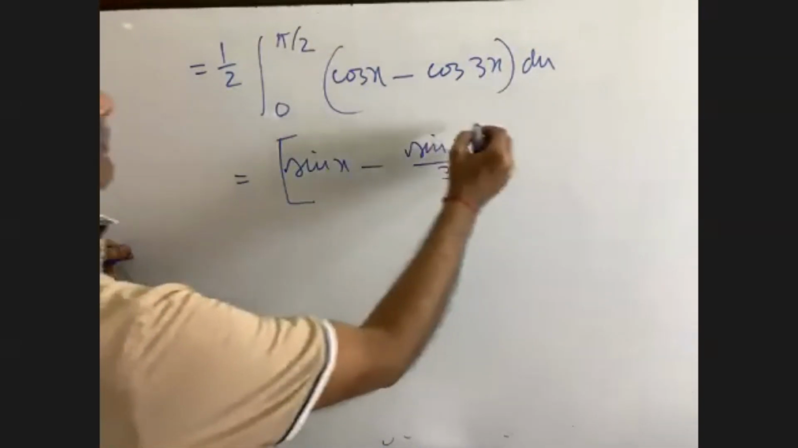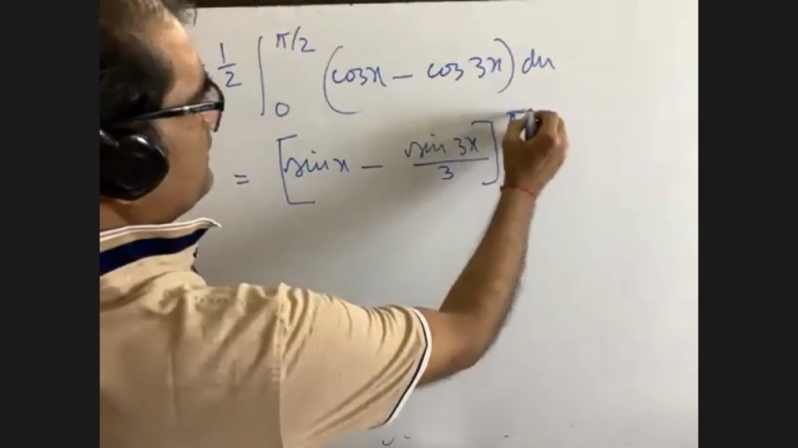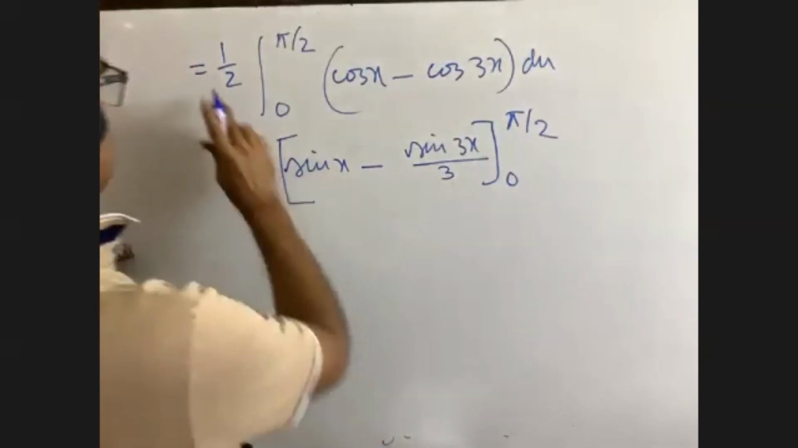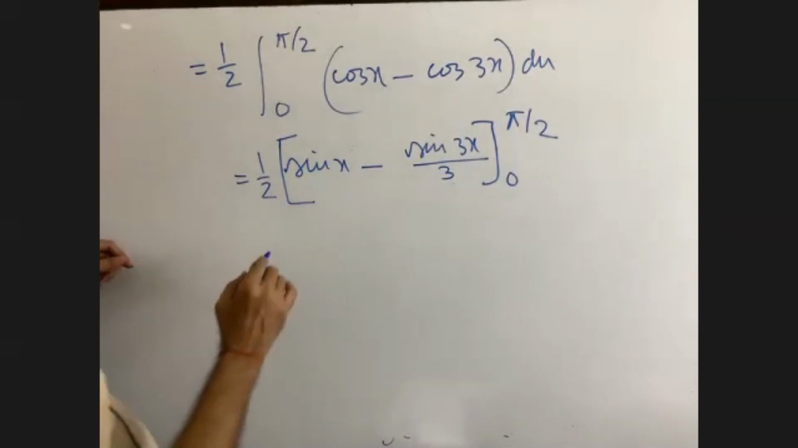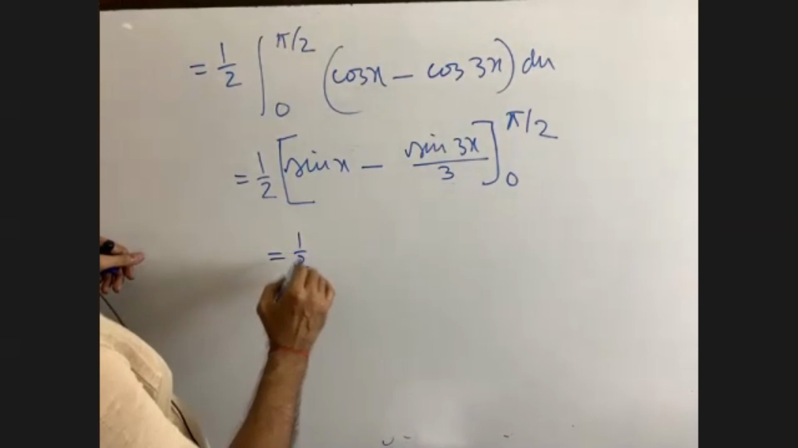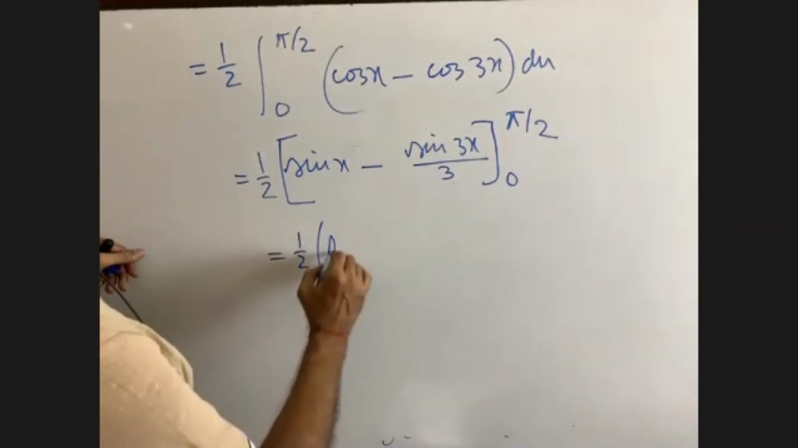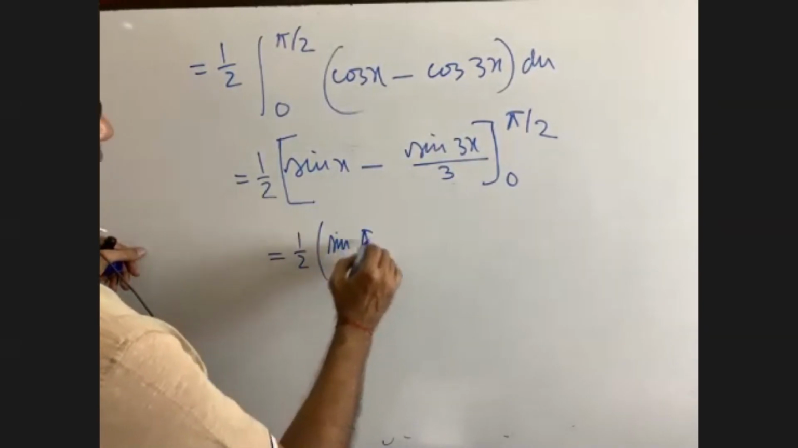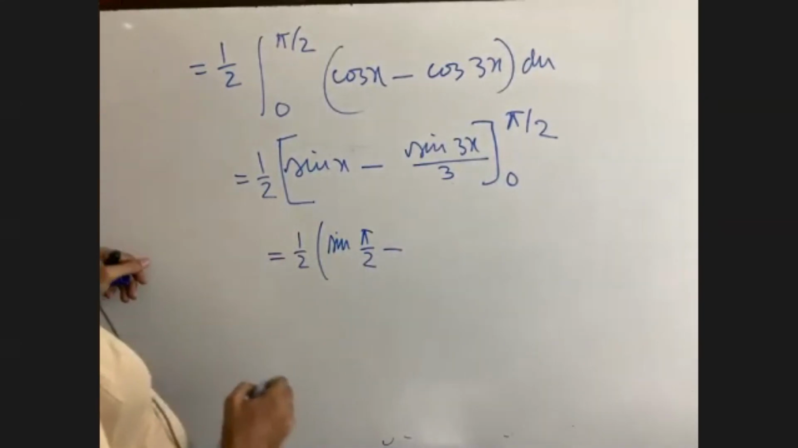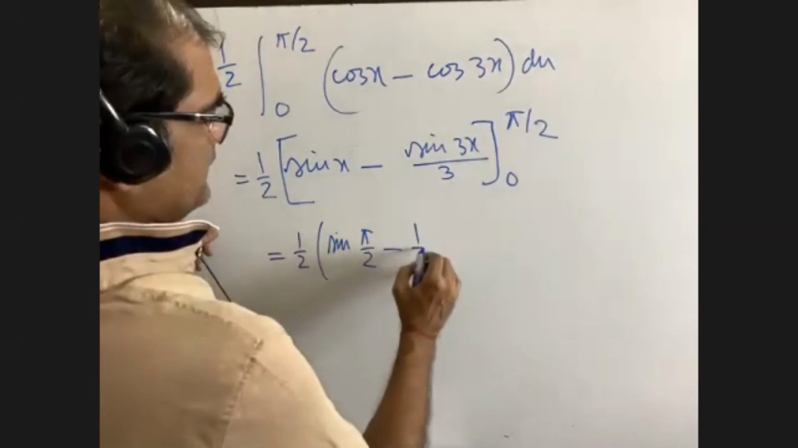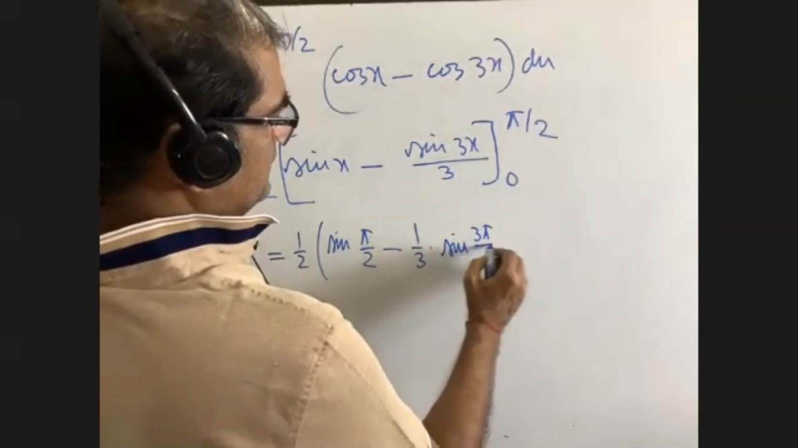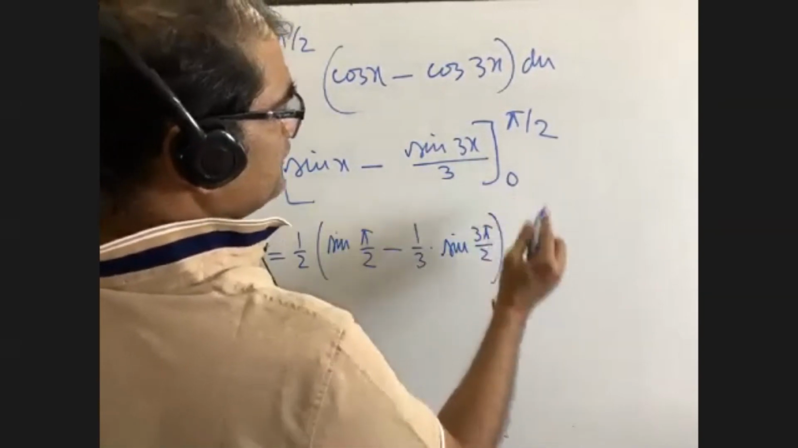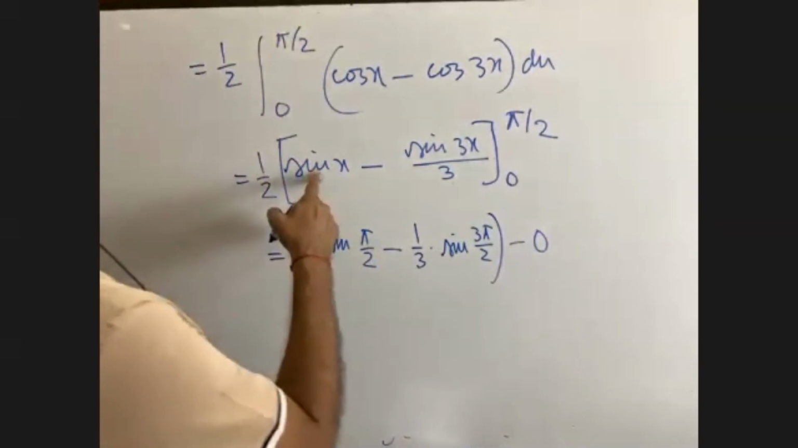Top to bottom, third bracket, from 0 to pi by 2, and it is half. Now you put the value pi by 2. So it is half, sine pi by 2 minus 1 by 3 sine 3 pi by 2, and for 0, all are zeros.